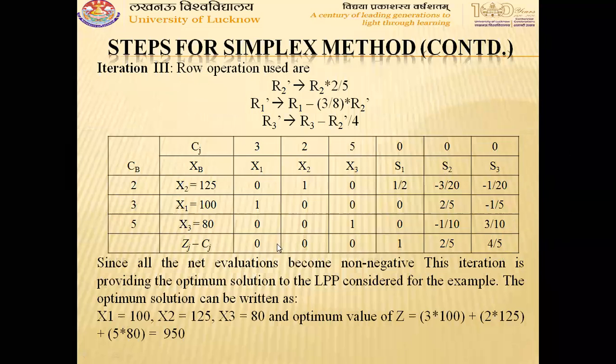This shows all net evaluations are non-negative. That means our solution is optimum. So we can write the optimum solution as x1 equals 100, x2 equals 125, and x3 equals 80. Putting this into the objective function, we obtain the optimum value of Z equals 950.